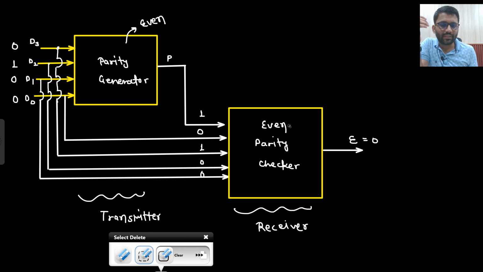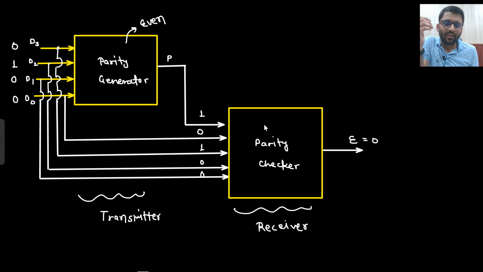And let's just say this was an odd parity checker. So what will it see? The number of ones should be odd. If it sees that the number of ones is even, that means there is an error, so it will throw an error. Are you getting this point?